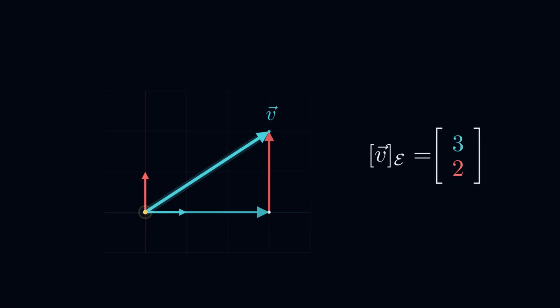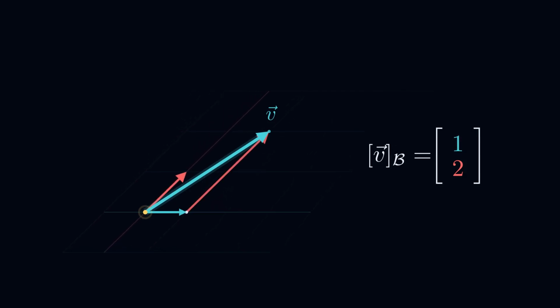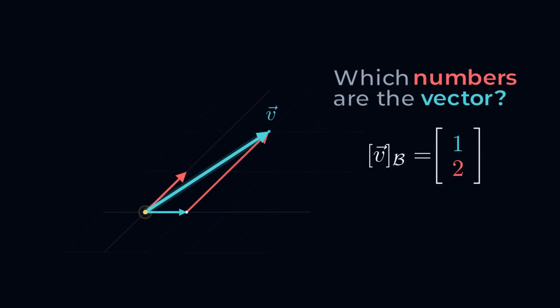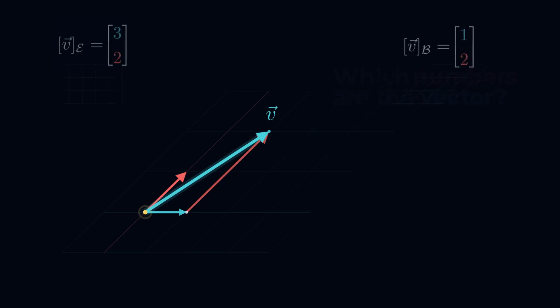In the last video, this vector had coordinates 3 over 2. But watch the grid. The arrow does not move. Only the grid changes and the coordinates change with it. Same vector, but different coordinates. So, which set of numbers is the vector?